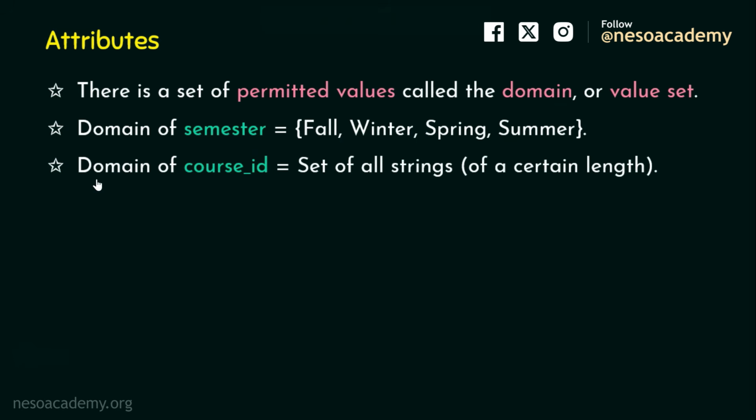Let's see one more example: the domain of the course ID attribute. The domain of the course ID attribute will be a set of all strings of a certain length. Let's say the length of every course ID, followed uniformly by the university, is 7 digits. Then 7 digits will be the actual course ID value, and all the values that are not 7 digits will be ignored because they do not belong to the domain of the course ID. Every permitted value for this course ID attribute of the relation or the table should have exactly 7 digits.